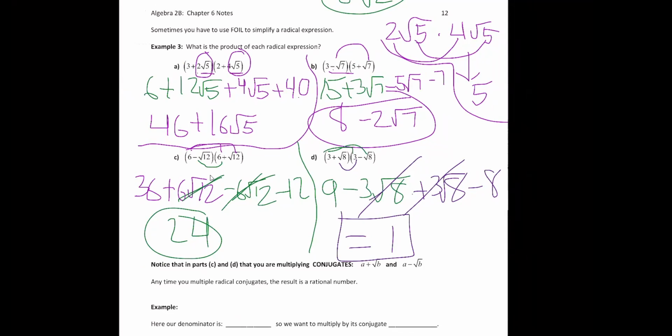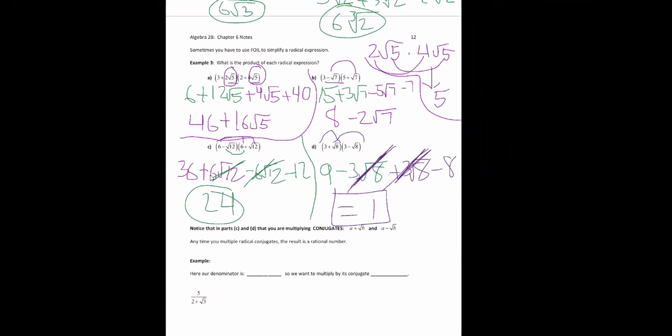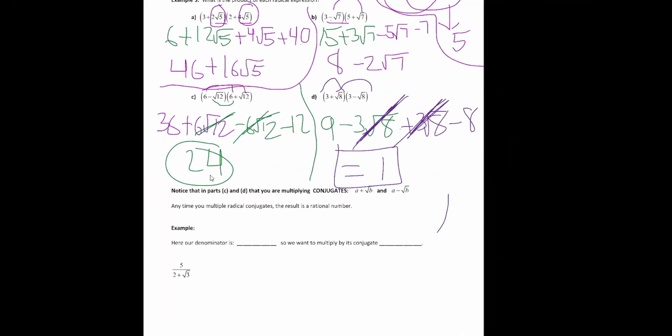Basically, you can save a little bit of time. Your middle two terms will cancel. So if you notice it's one of these conjugates, you really just have to multiply the first two things and the last two things. You could skip the middle terms, because it's based on this conjugate.